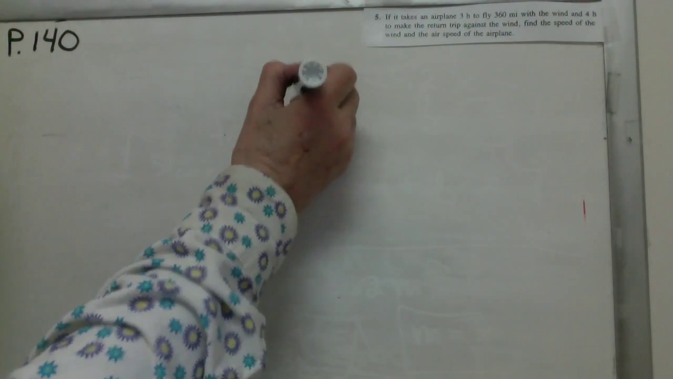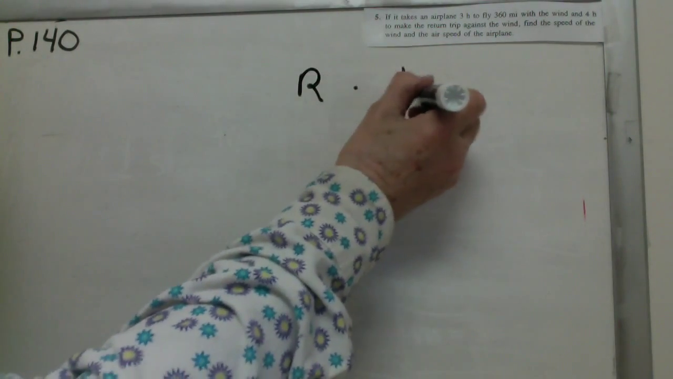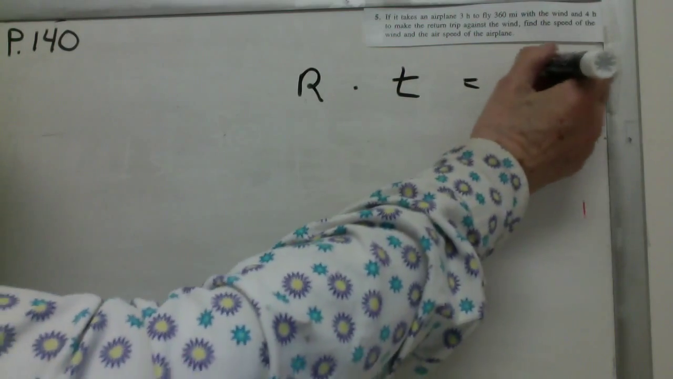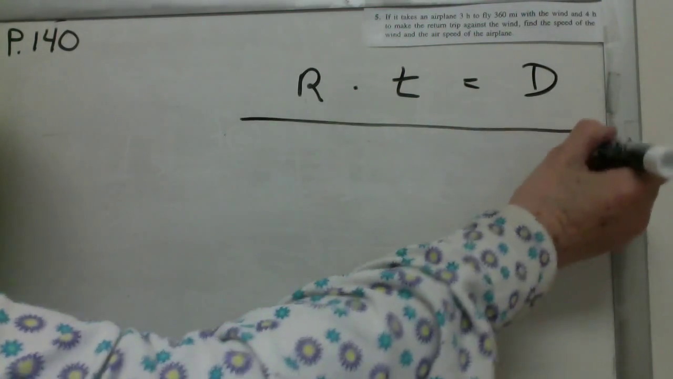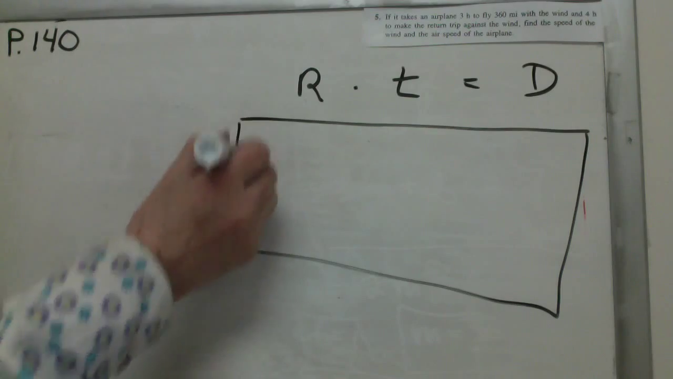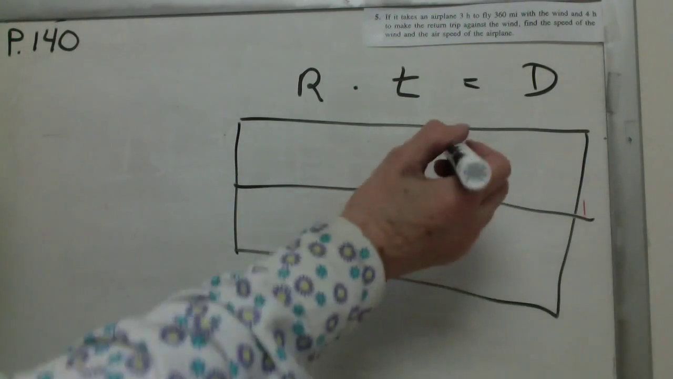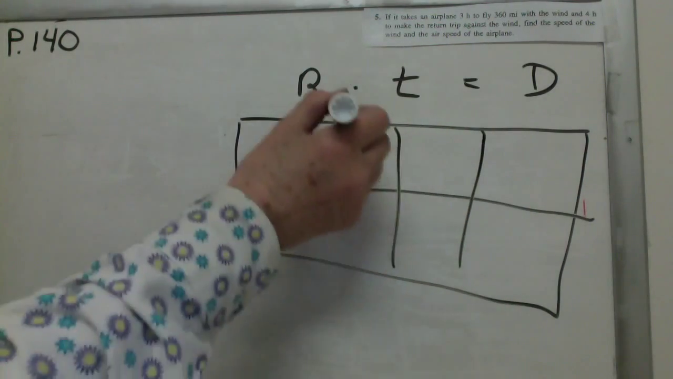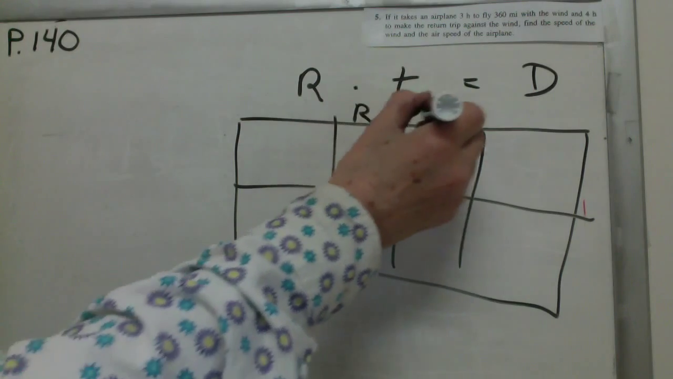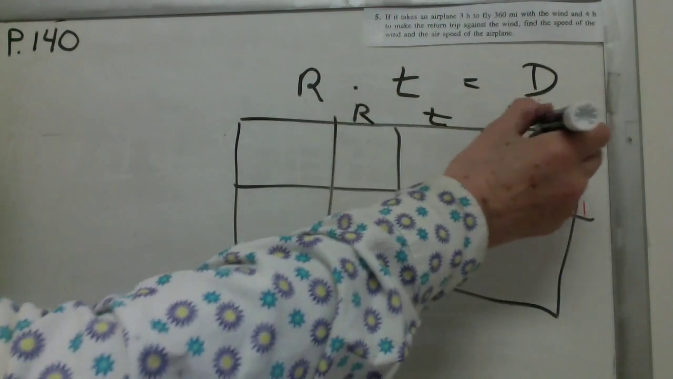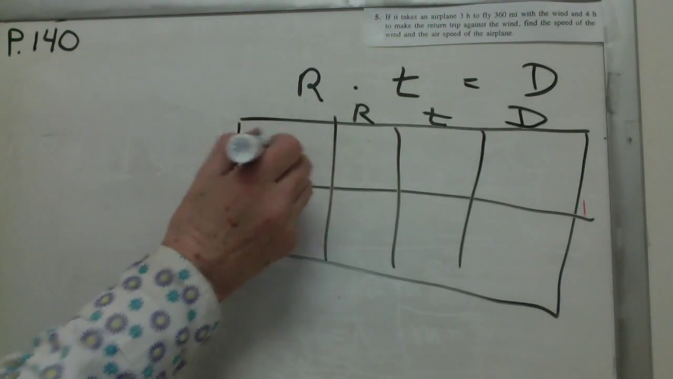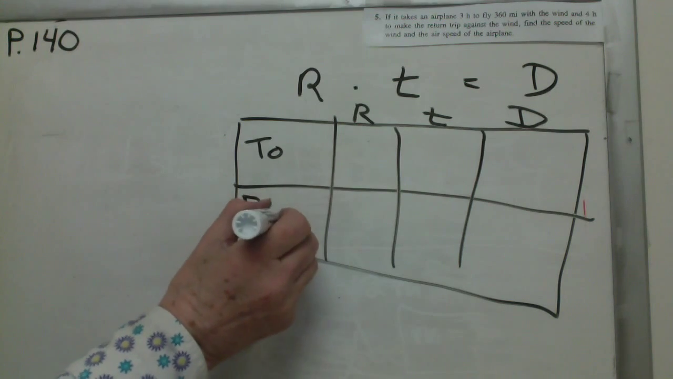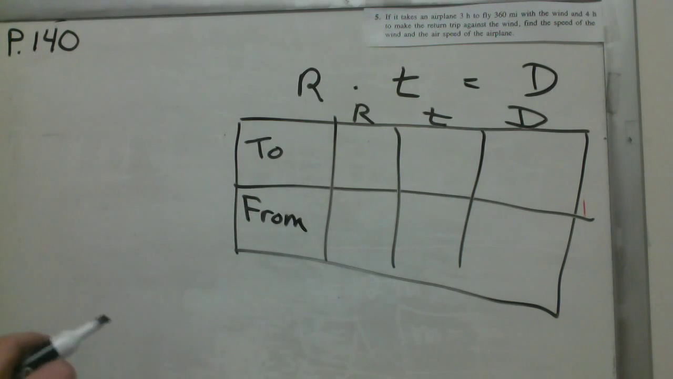And I like to set this problem up as what's called a rate times time equals distance problem. And I set it up in a little table like this. And I'm sure you've done this before. So we have rate, time, and distance. And this is to and this is from the specific area that they're talking about.